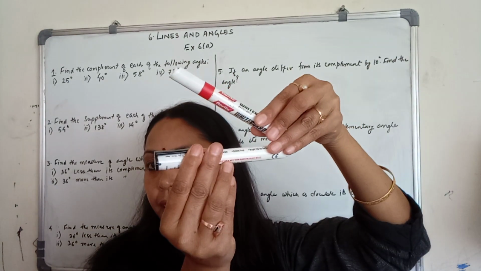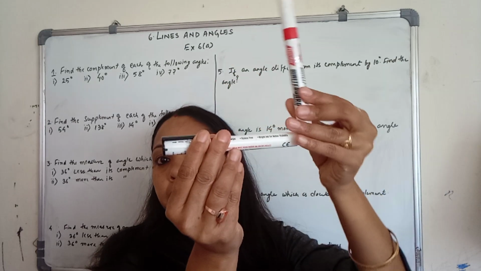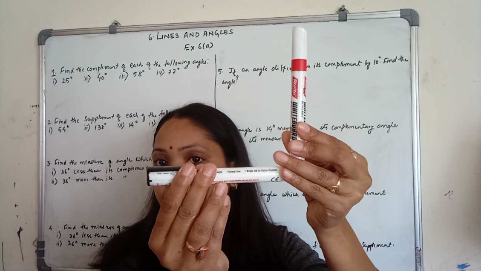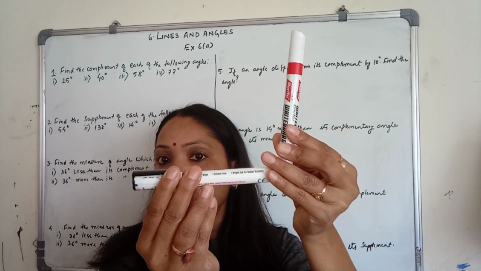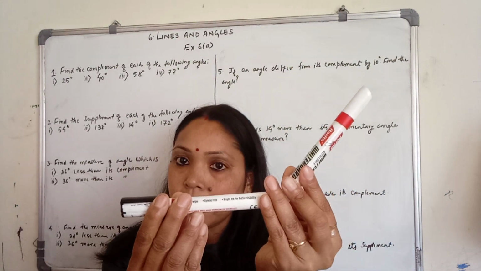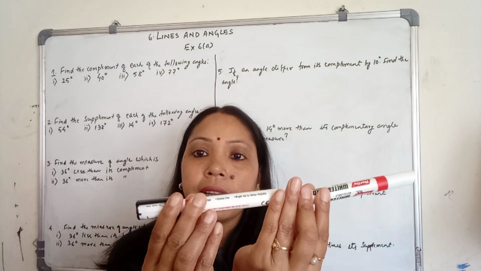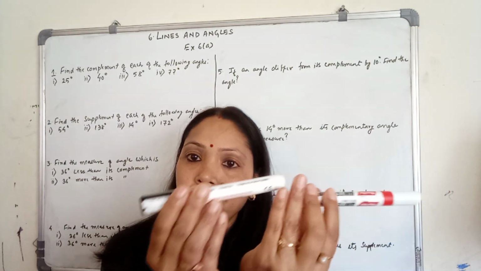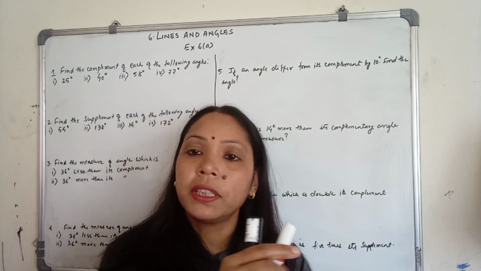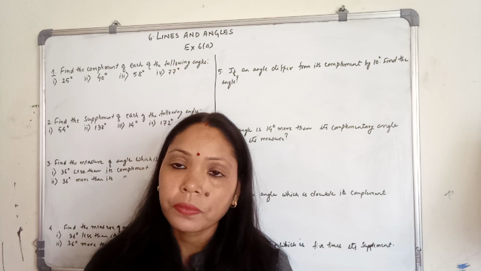So which angle is this? Acute angle, which is less than 90 degree. This one, yes, 90 degree, right angle. Then this one, more than 90 degree, obtuse angle. This one is the straight angle, 180 degree. And if it completes one rotation, then it is 360 degree.